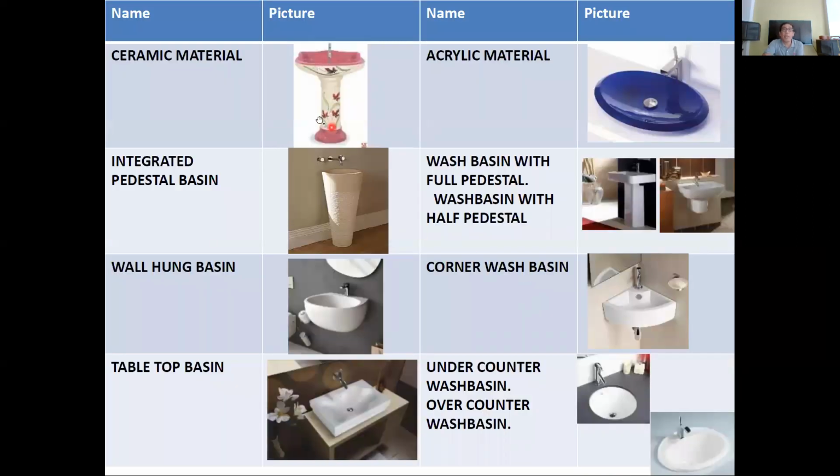So there are different types. We have the ceramic, metal, or acrylic material, or the integrated pedestal basin, or wash basin with full pedestal or with half pedestal, like this one. This is the full pedestal, this is the half pedestal. We have the wall hang basin, the corner wash basin, and the tabletop basin. Sometimes it's round in shape. We have the under counter basin, like this one. This is the rim above the counter; this is the rim below the counter. So make sure that you memorize these different types of lavatory or wash basin.